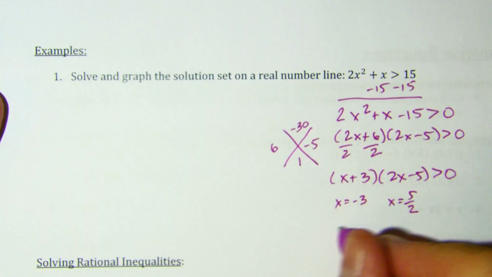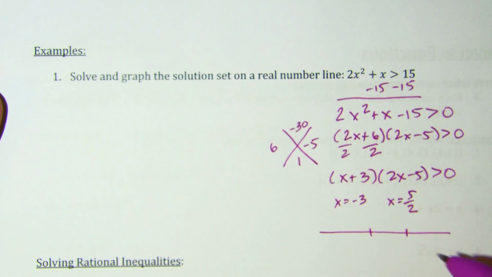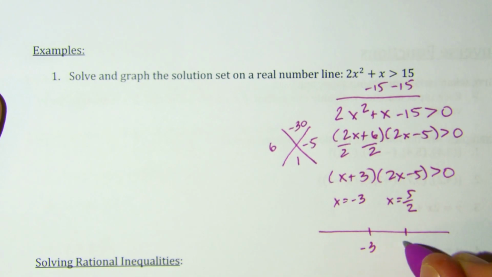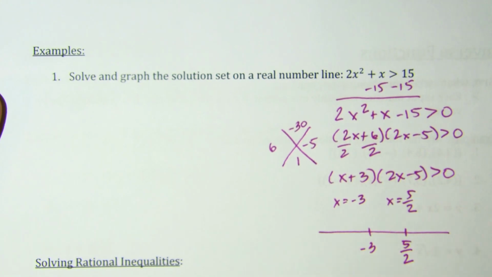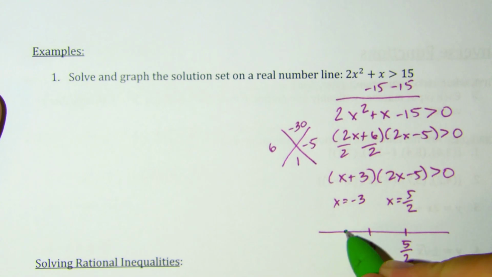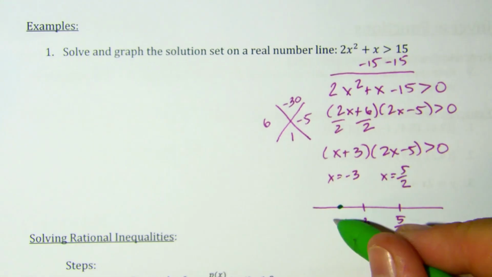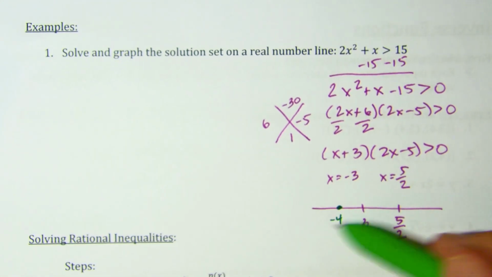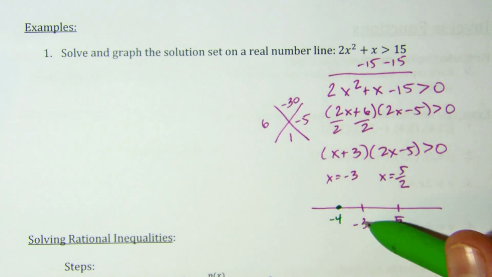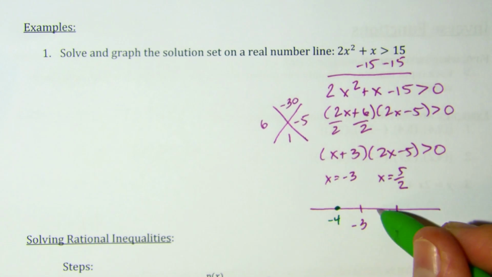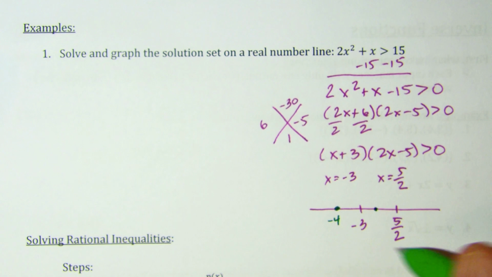And from there, we would go ahead and set up a number line, plot those points, and then we're going to choose a test value in each of those intervals. So I'm going to choose something less than negative 3. It could be negative 1,000,000, negative 1,000, negative 10, it could be negative 4. Just needs to be something less than negative 3. And then I want something between negative 3 and 5 over 2. Could be negative 2, negative 1, could be 1, could be 0.